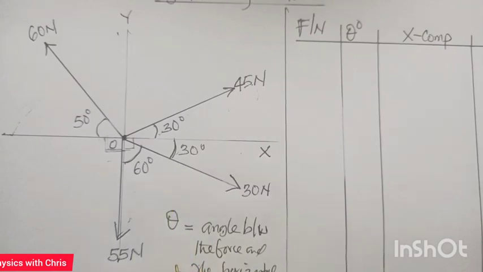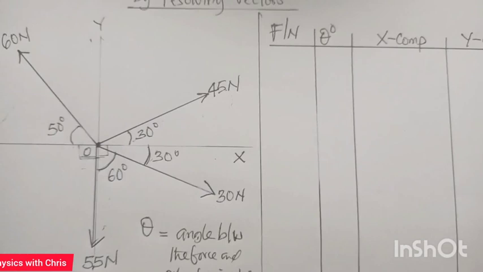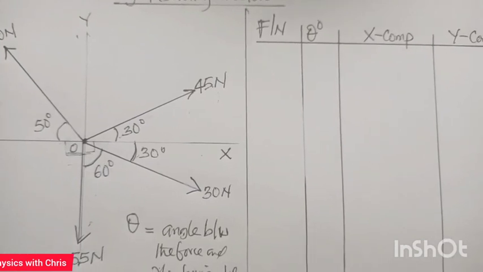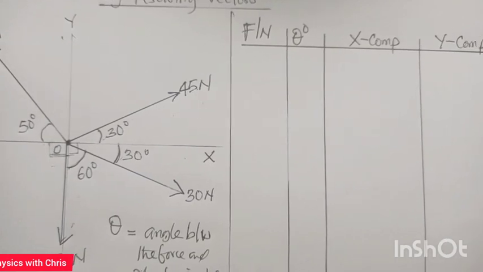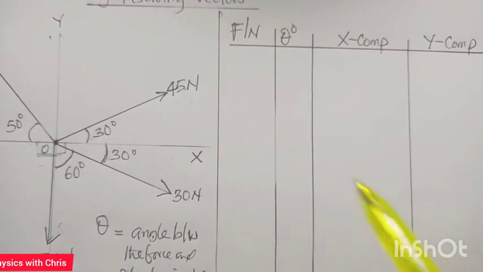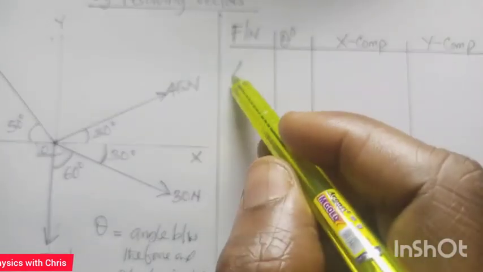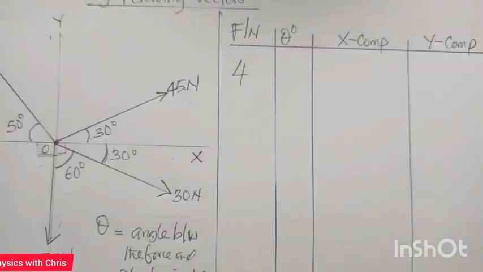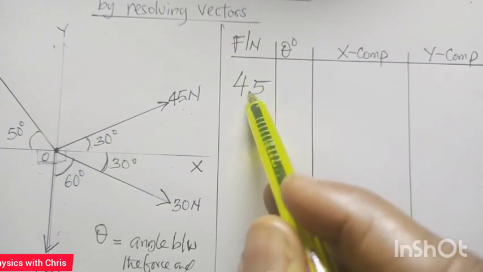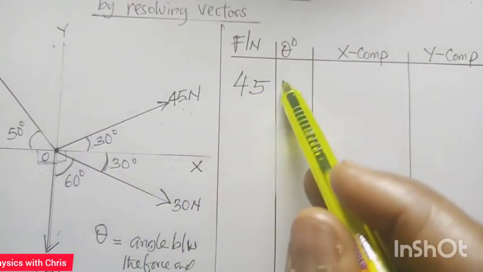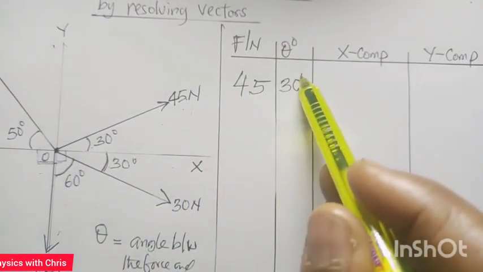Okay, so very quickly, I want to use this method to find the resultant of this number of forces. I prepared this table beforehand. So here I can start with the 45 Newton. I place 45 here, so here I have the force of 45 Newton. The angle it makes with the horizontal is 30 degrees, so I write here 30 degrees.